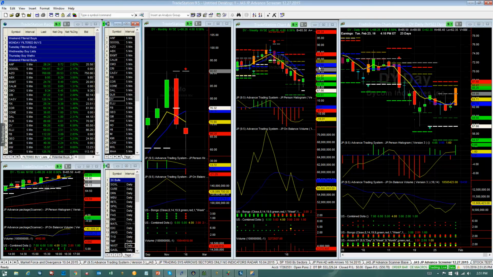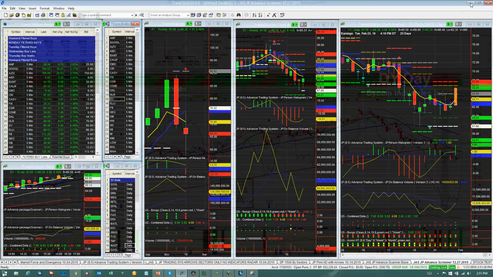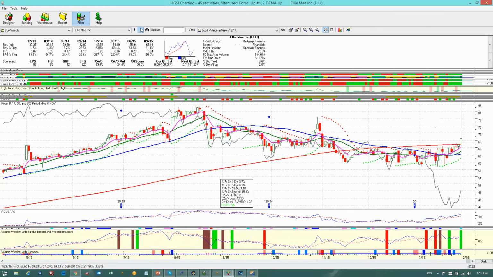Still in a weekly sell, although it did have a daily high close doji. I would say not ready, but close on Daikon. Ellie Mae, this is one that I showed you on TradeStation indicators. I thought it looked great. It looks great on the HGSI.